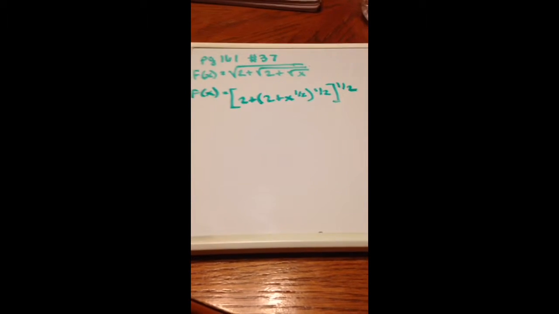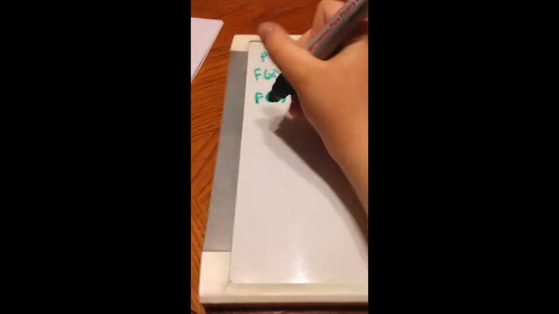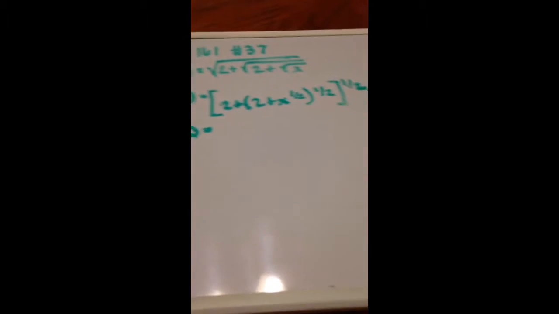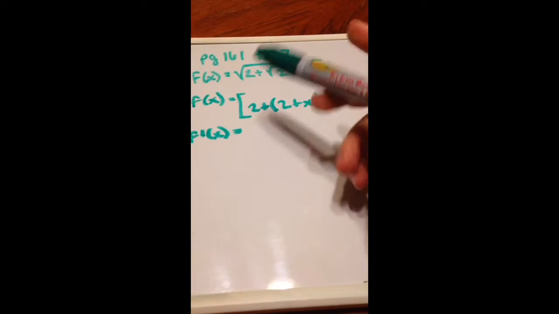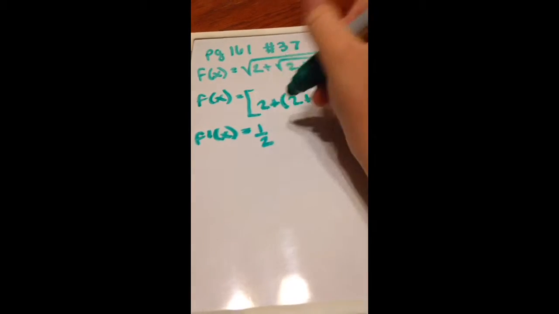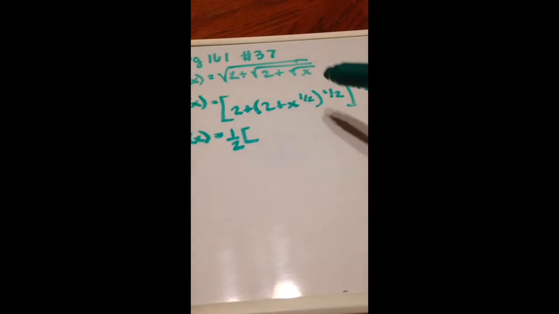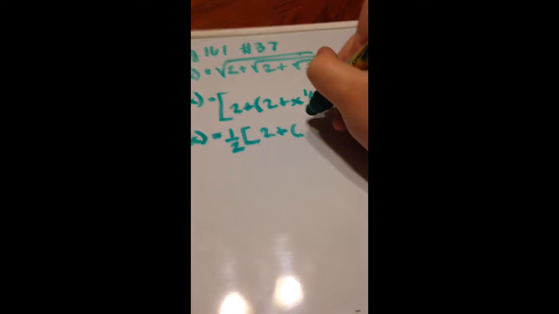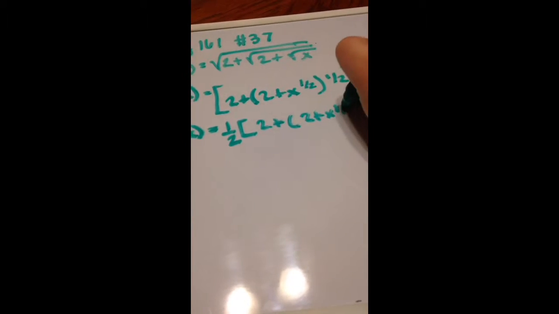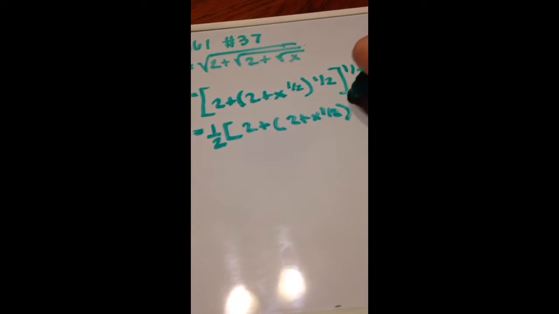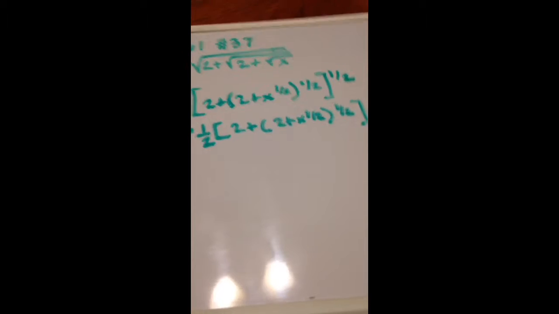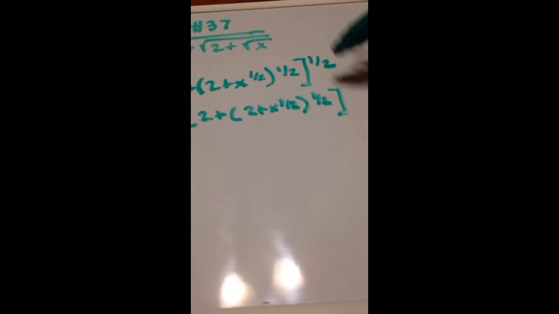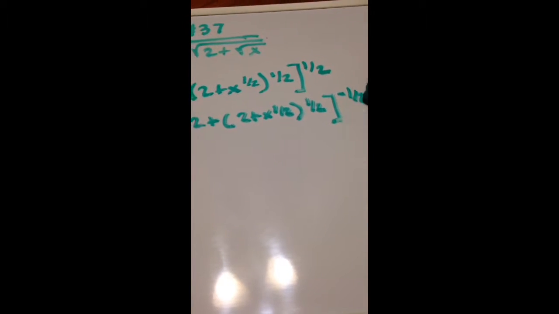Okay, so now in order to take the derivative, we have to do the chain rule. So we're going to have f prime of x equals, we're going to take this 1/2 right here and multiply it in the front. So we're going to have 1/2, and then you have to rewrite the inside, which is called the block. So 2 plus x to the 1/2. Close the bracket, and then because we took this 1/2 right here and multiplied in the front, you have to subtract 1 from it. So 1/2 minus 1 is negative 1/2.